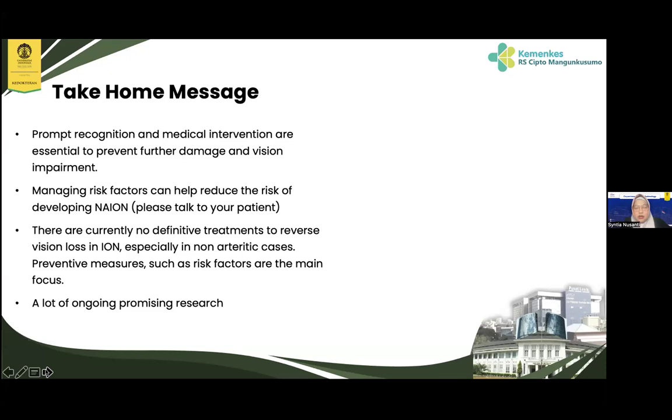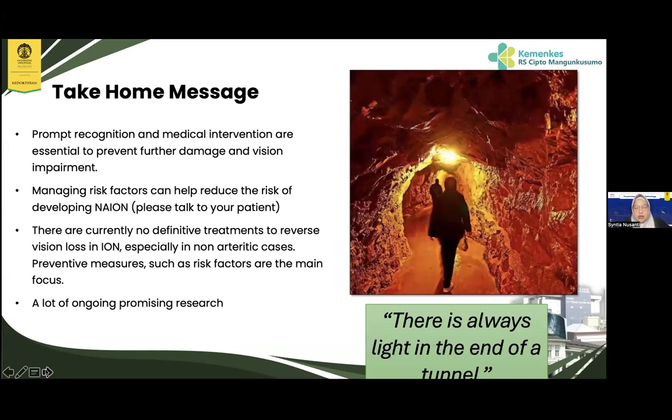There are currently no definitive treatments to resolve vision loss in ischemic optic neuropathy, especially in non-arteritic cases. So preventing risk factors is the main focus. And there is a lot of ongoing promising research. We hope there is always light at the end of the tunnel for these patients. Thank you for your attention. Hopefully it can help to manage our patients.